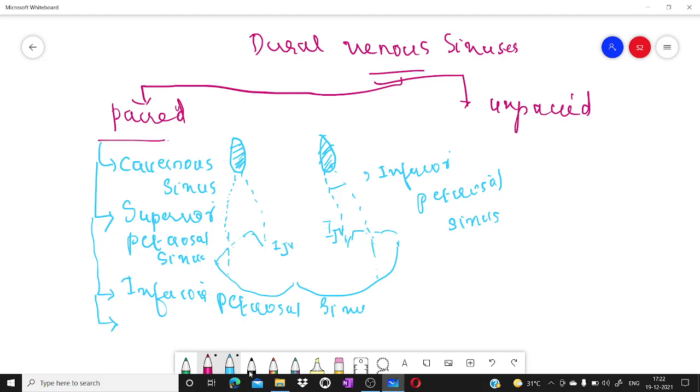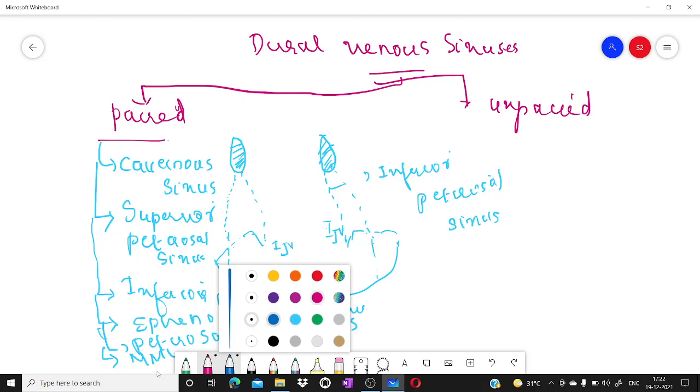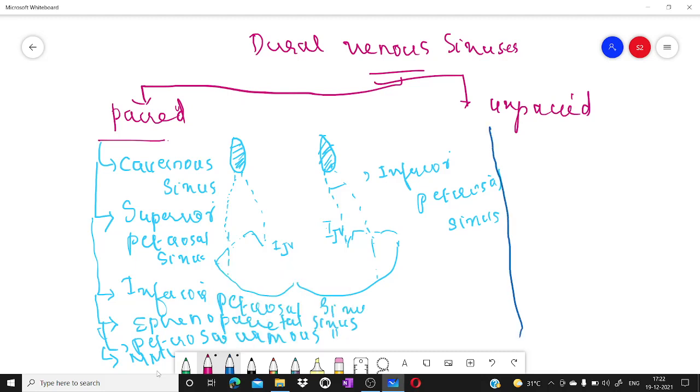Besides this, other paired venous sinuses are the sphenoparietal sinus, the petrosquamous sinus, and at last you have the middle meningeal vein or sinus. So these are the paired venous sinuses. Now you have some unpaired venous sinuses. So which are the unpaired venous sinuses?